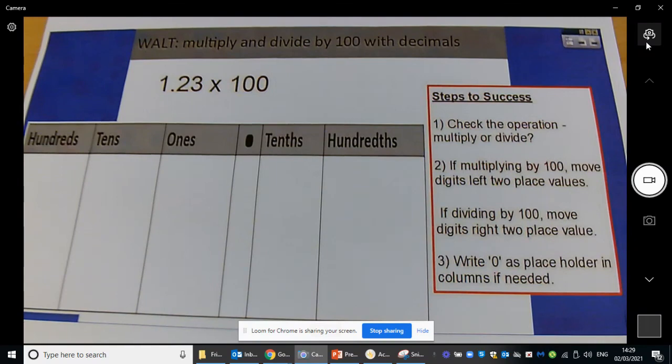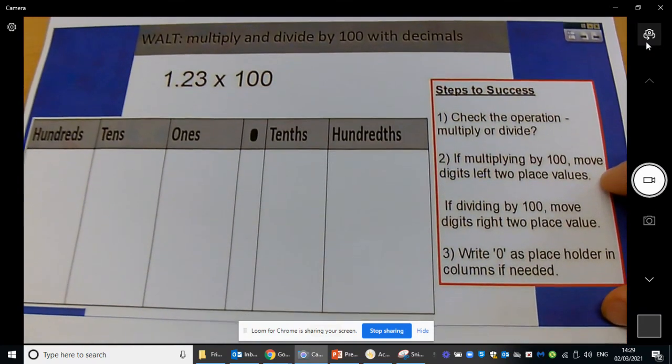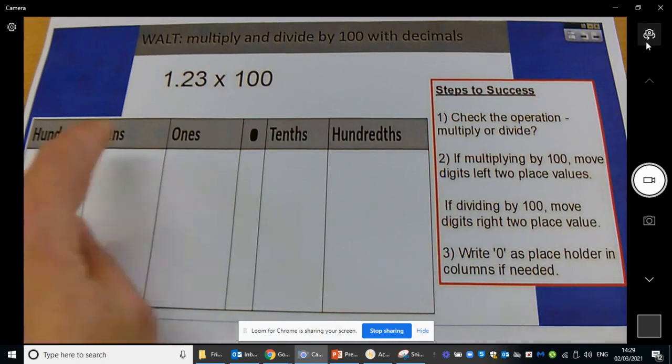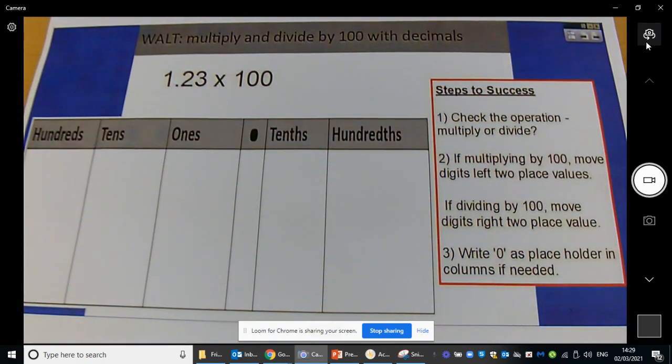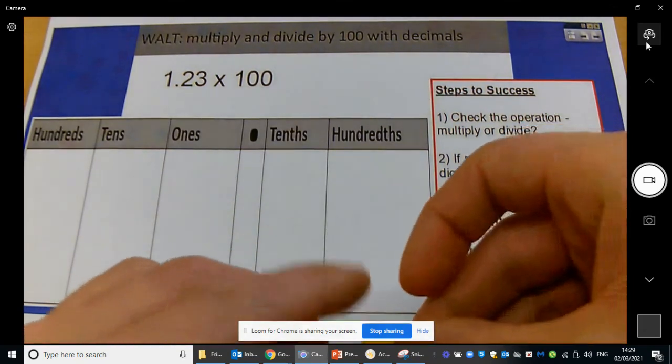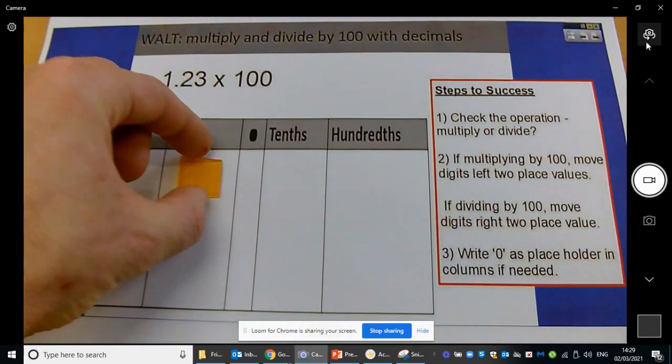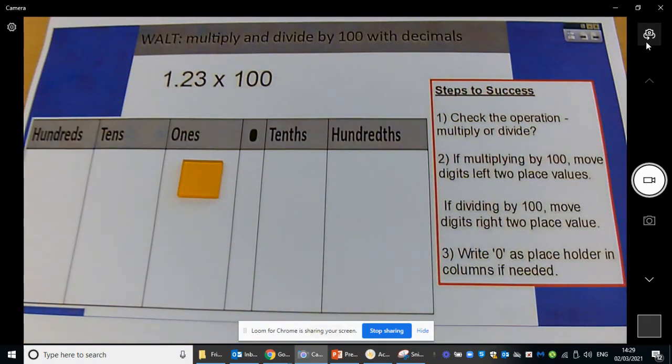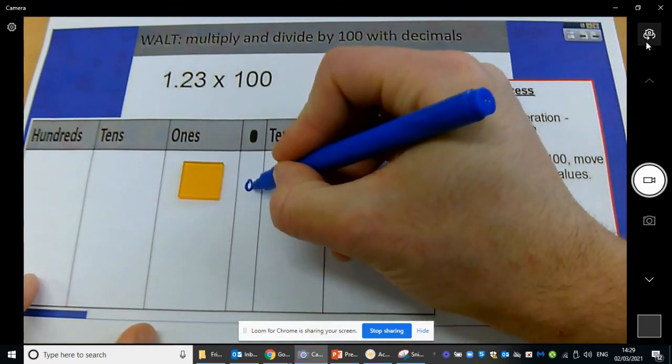So our first question here is 1.23 multiplied by 100. So using my counters here, I'm going to create that number. So what is the highest place value that 1.23 has? It's going to be our ones. So I'm going to put 1 in there. Then, of course, never forget our decimal point.